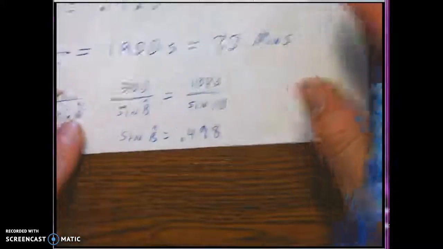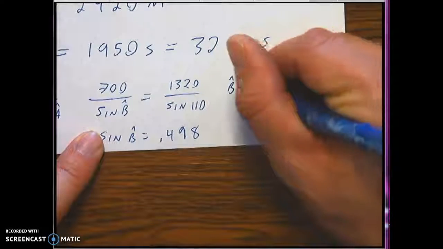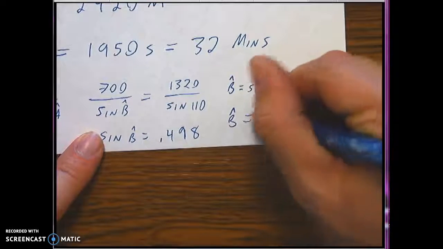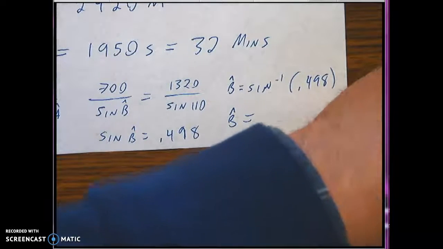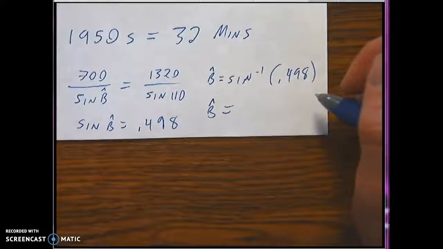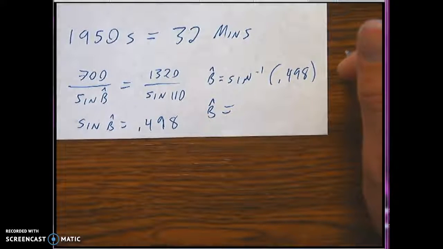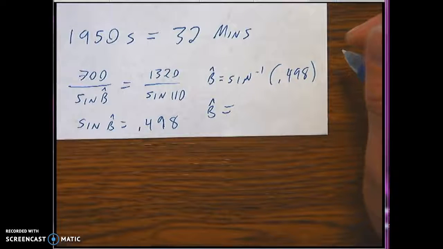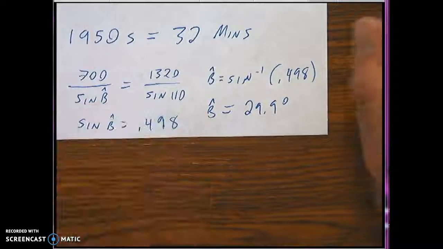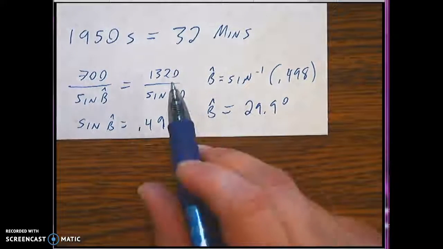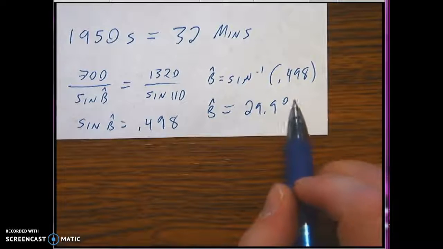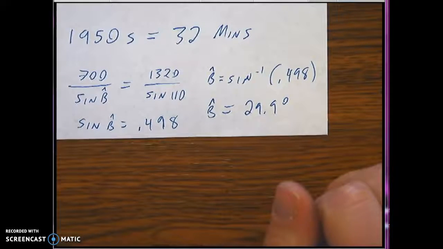Now I'm going to do the sine inverse to get the answer here. Angle B is the sine inverse of 0.498. So angle B is about 29.9 degrees, which is the correct answer there. Depending on the rounding, if you use 1315 here instead of 1320, you get 30 degrees on the nose instead of 29.9. So depending on how you round it, you get a slightly different answer, but it wouldn't be wrong.